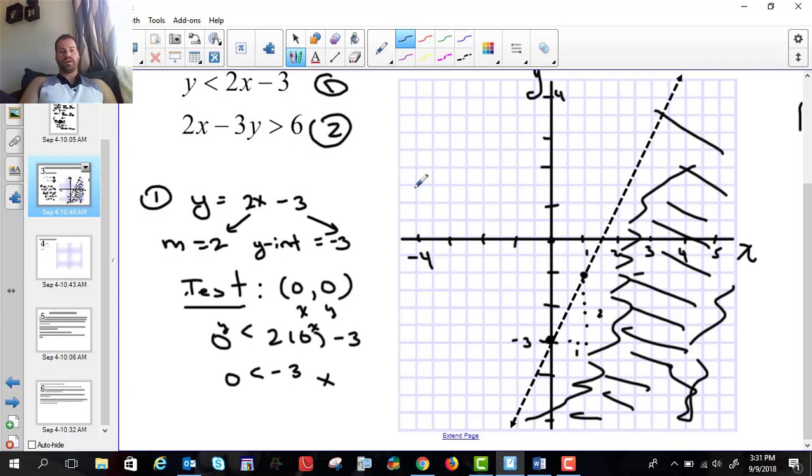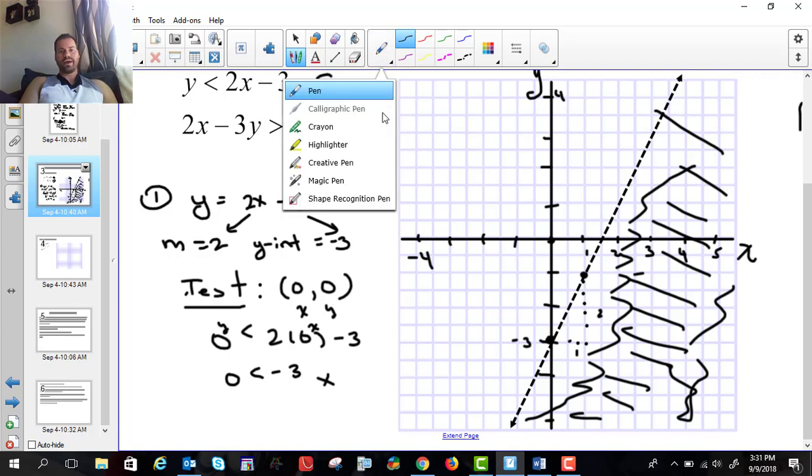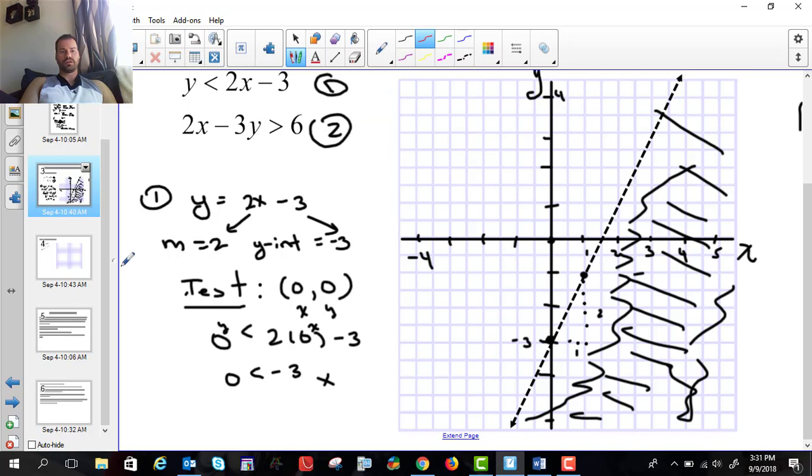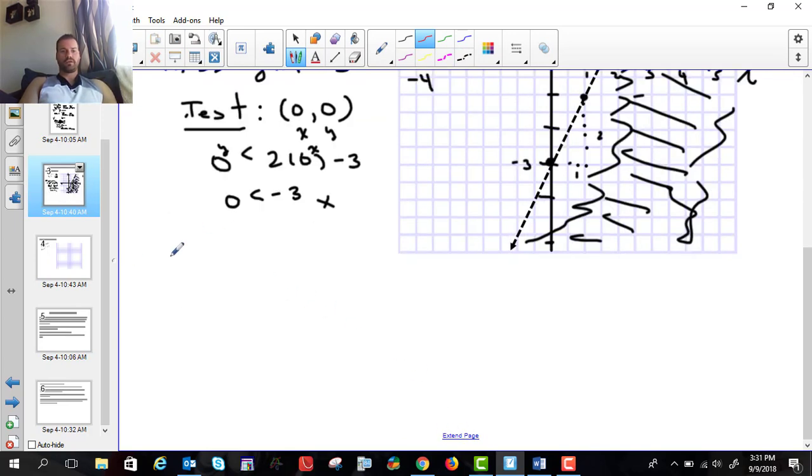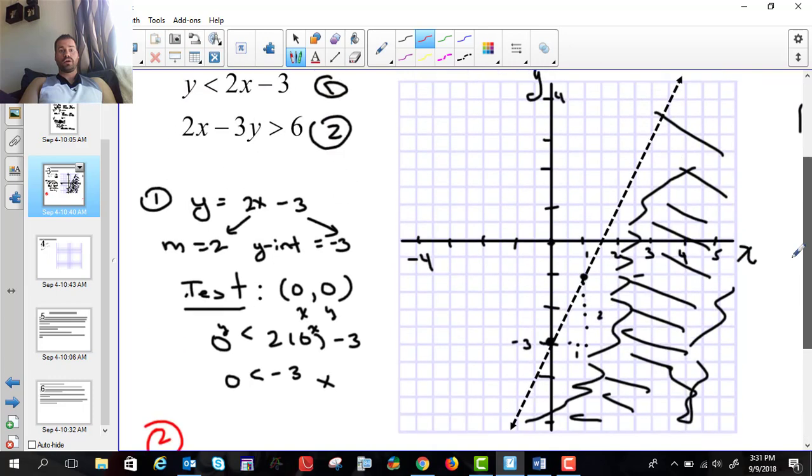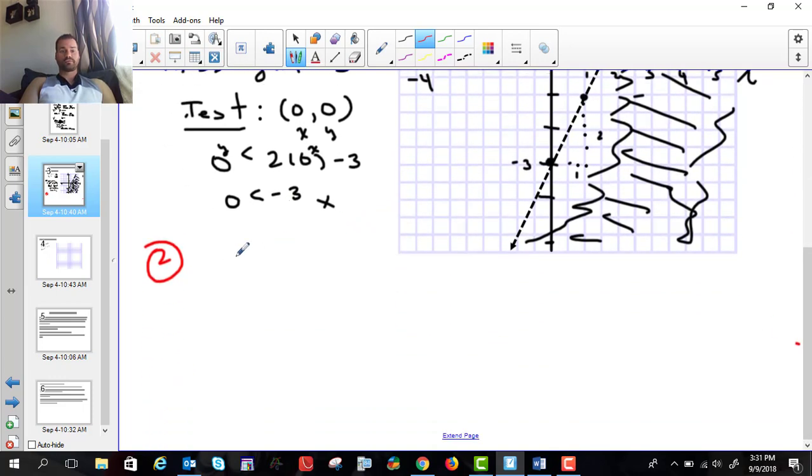Okay, now that is something you've already done, but we're going to add a second graph. So we'll change the color so you can see the difference here. But now I'm going to look at the second equation. And the second equation, if we look back up here, is 2x minus 3y. So 2x minus 3y, and we're saying that's greater than 6.